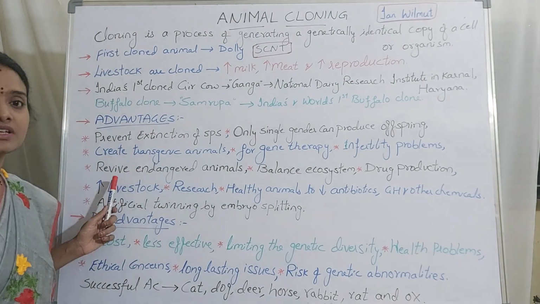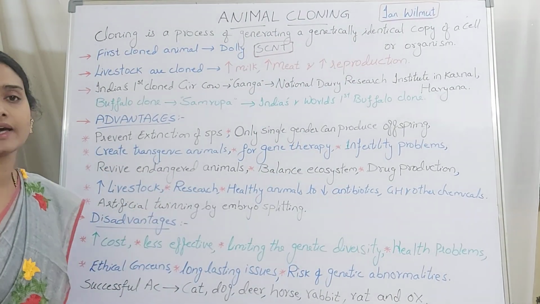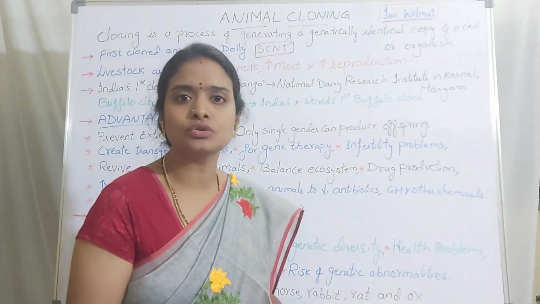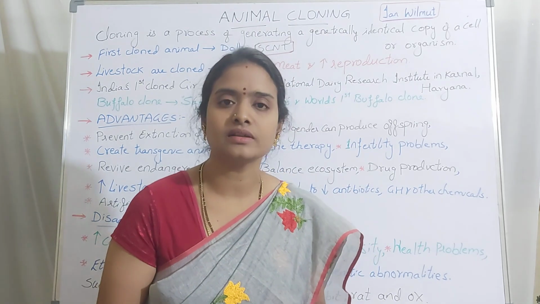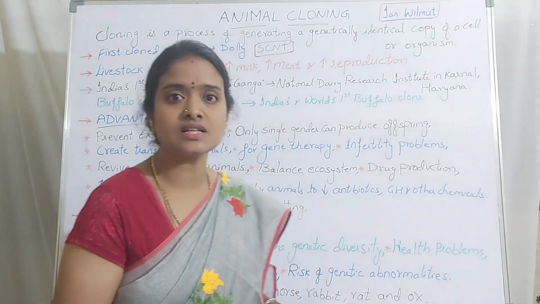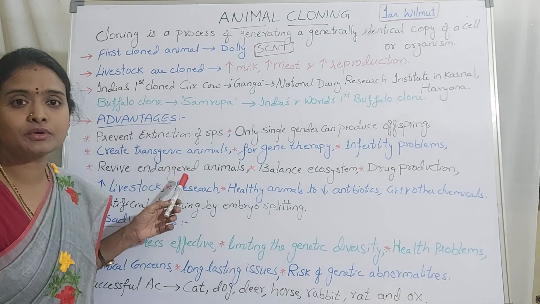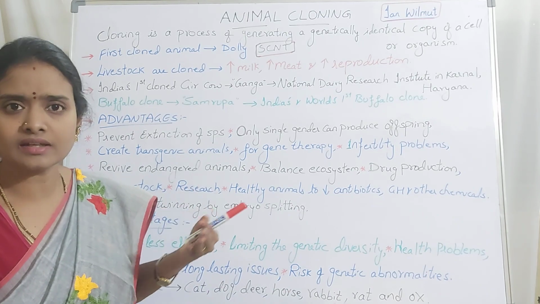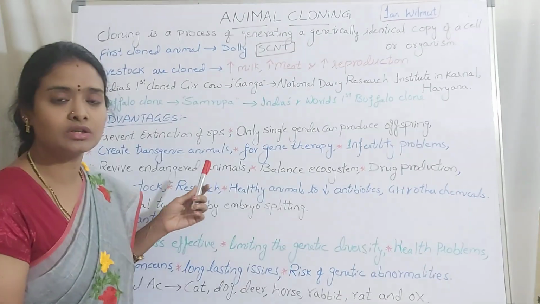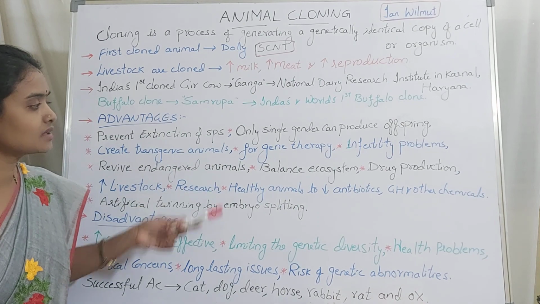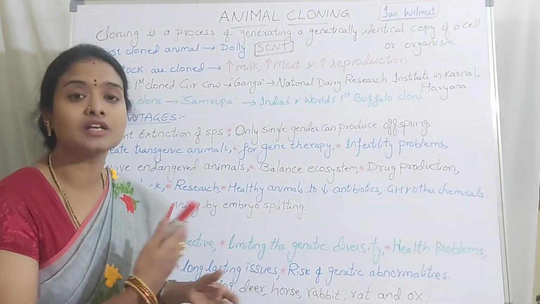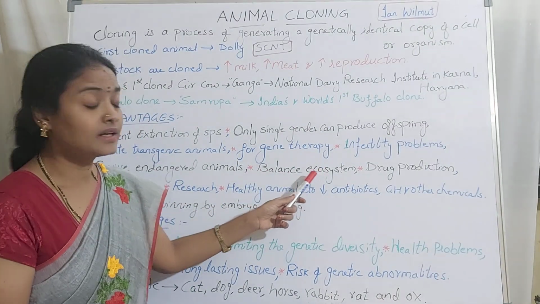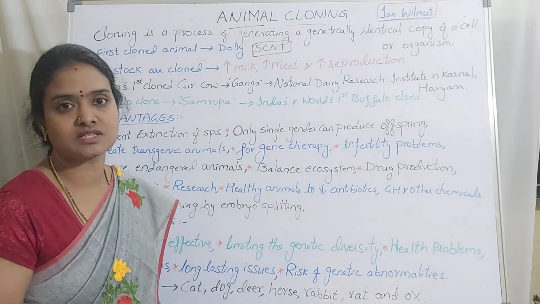The next advantage is to revive endangered animals. Due to the environment, a low reproduction rate or some other circumstances, the number of animals may decrease and they gradually become extinct from the environment. To avoid that, you can increase their rate of reproduction or increase the number of animals by animal cloning.